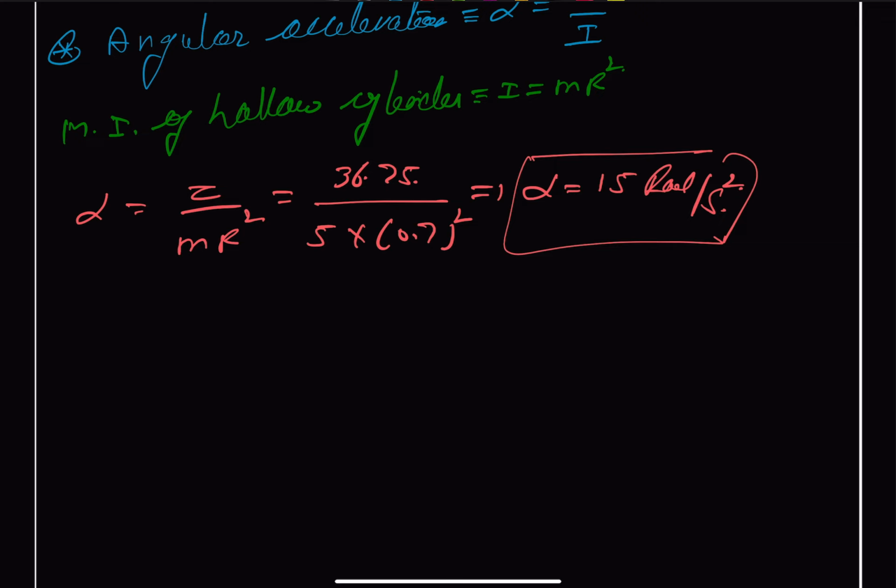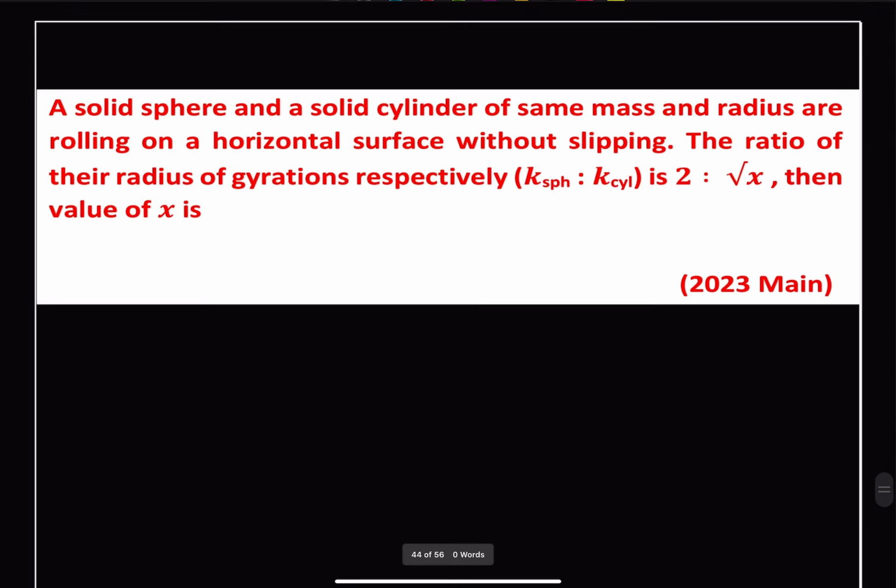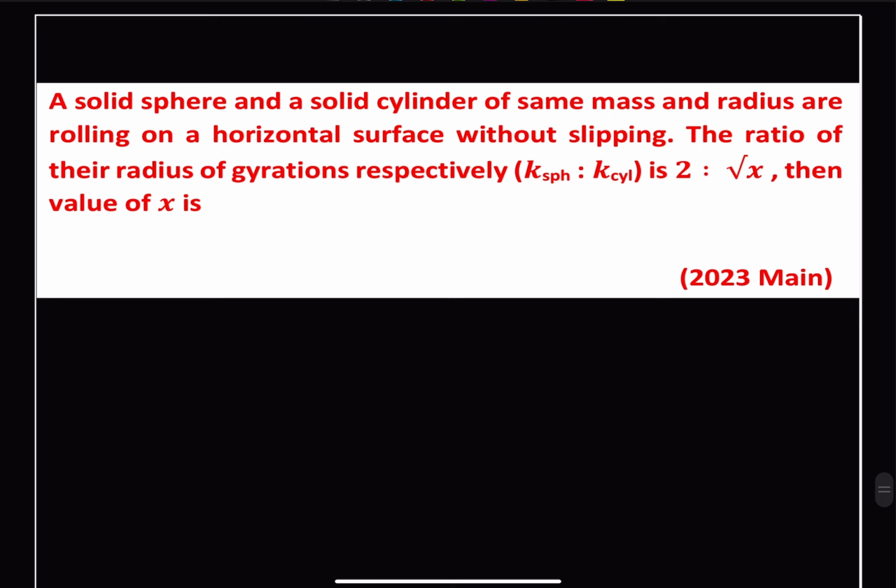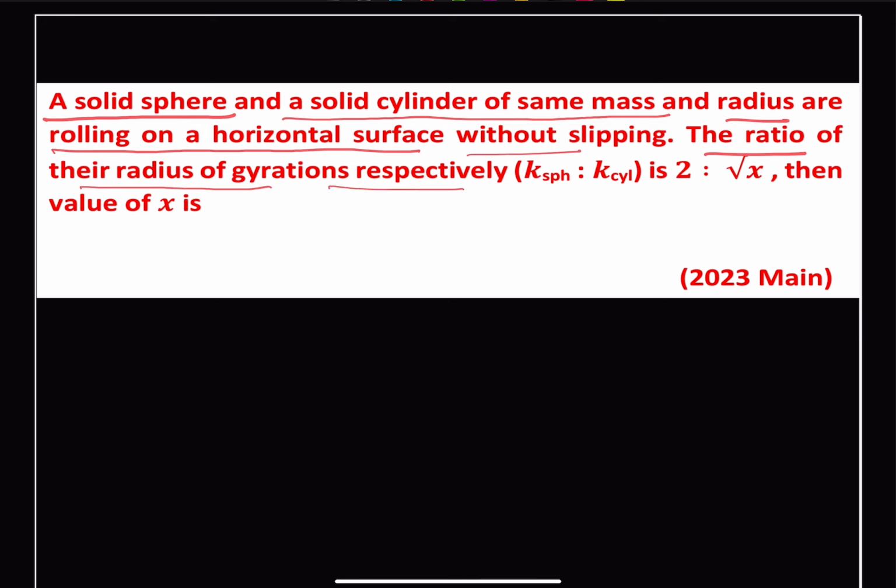Next question. It states that a solid sphere and a solid cylinder of same mass and radius are rolling on a horizontal surface without slipping. The ratio of their radii of gyration respectively is 2 is to square root of x, then the value of x is. So this is directly based on the formula.